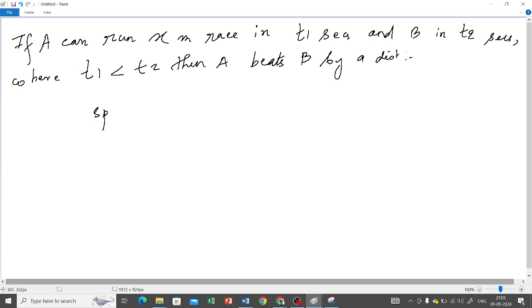Okay, so what is the speed of A? It is x by t1. And what is the speed of B? It is x by t2, right? Now the speed of A is of course greater than the speed of B. Then A beats B by a distance. So that means A is how much meter ahead of B?